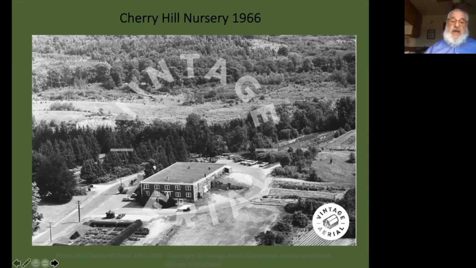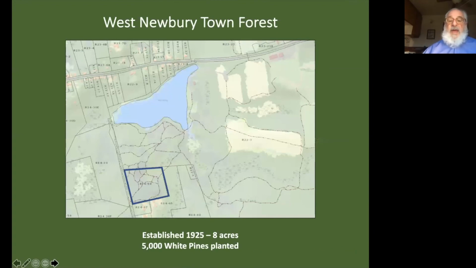Now, again, take a look at the background, it seems as though we have more forests coming back. I don't exactly know what properties those were, but it's a pretty different picture than the ones that I showed you before, where trees were few and far between. And lo and behold, in 1925, we also had a town forest created.